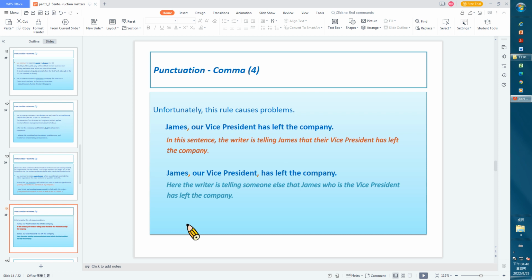Unfortunately, this rule causes problems. For example, "James, our vice president, has left the company." In this sentence, the writer is telling James that their vice president has left the company. Compare: "James, our vice president, has left the company." Here, the writer is telling someone else that James, who is the vice president, has left the company.